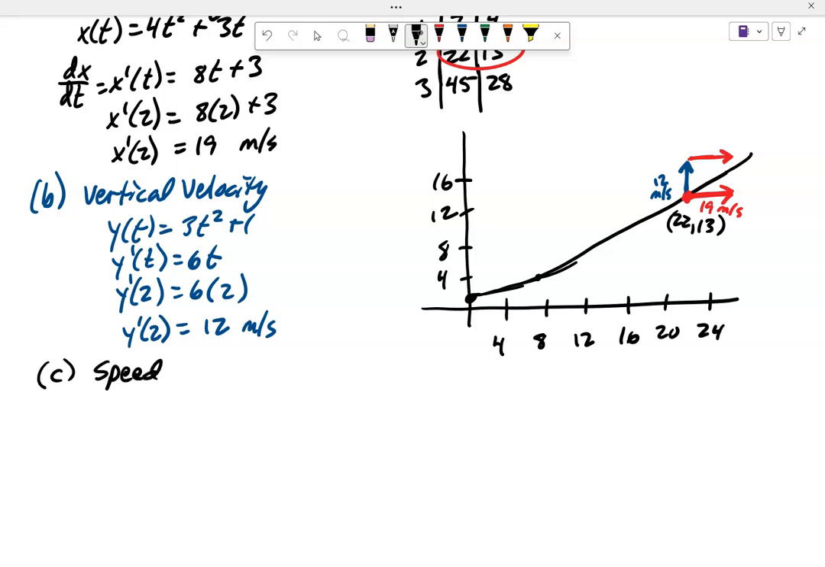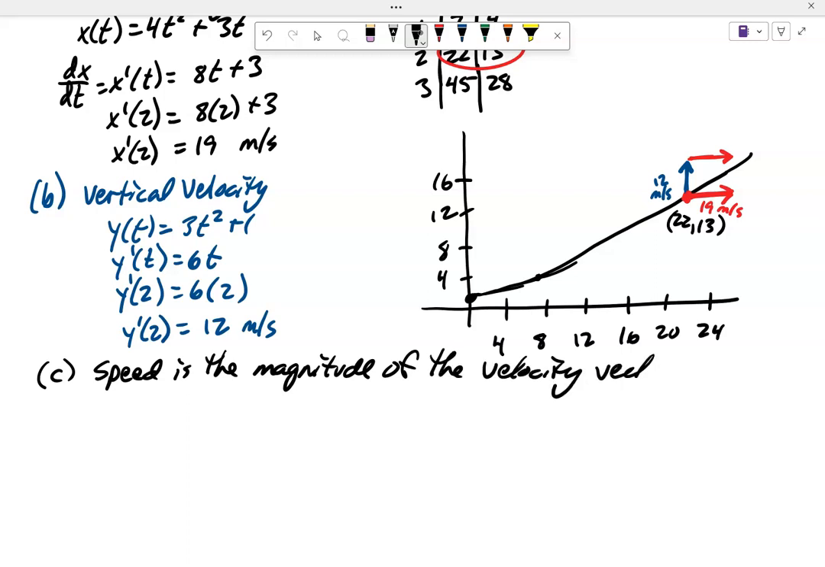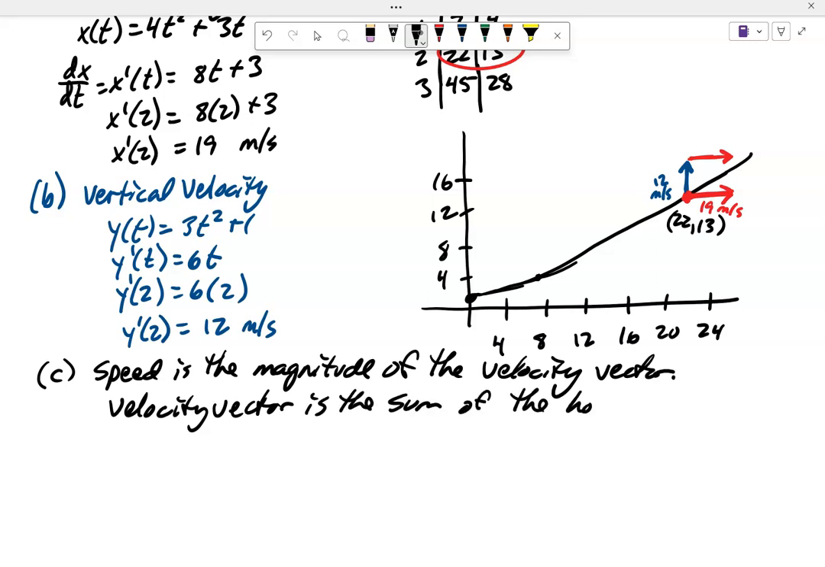Let me write that down. Speed is the magnitude of the velocity vector. The velocity vector is the sum of the horizontal and vertical vectors, their components, right? So let me draw this. Let me do it in orange here.